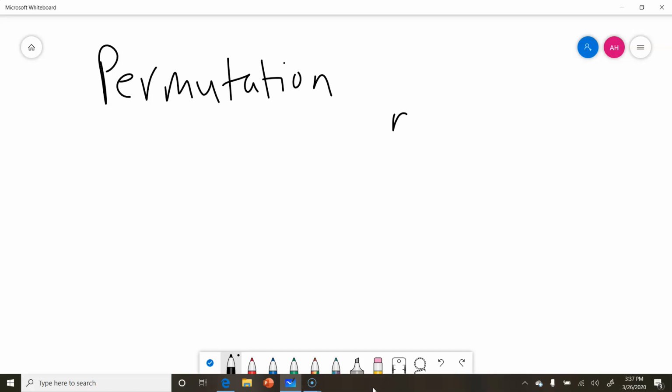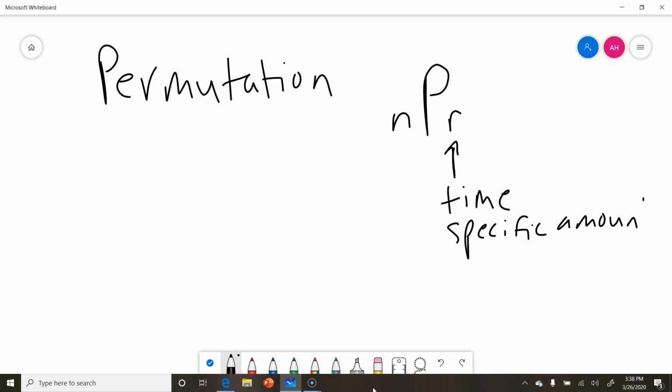looks like this. It's a little n, a big P, that stands for permutation, and a little r. Now, what do these different things stand for? Well, r is for the specific amount, okay? So it's a specific number. The n stands for the total. So this is very abstract. I know it's really hard to think about, like, what does this mean? So I'm going to give you an example.